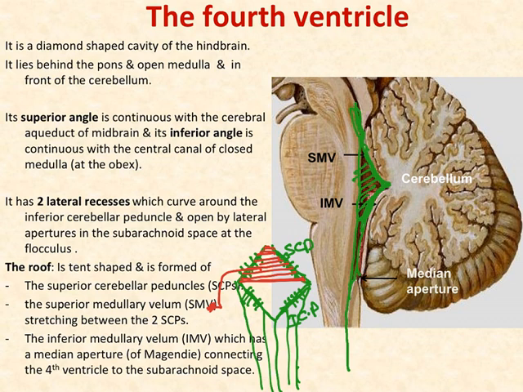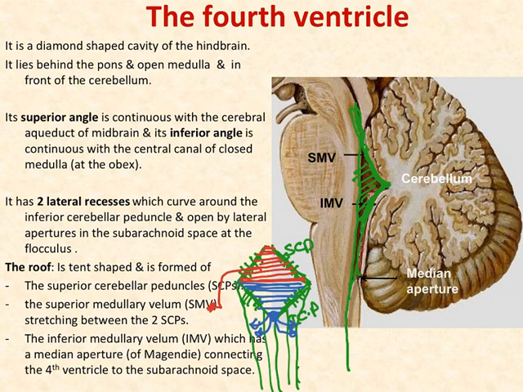And also we have the inferior medullary velum, which is a layer of ependyma stretched between the two inferior cerebellar peduncles like this in the roof also of the fourth ventricle. The inferior medullary velum has a median aperture or a median foramen through which the cerebrospinal fluid escapes to the subarachnoid space.